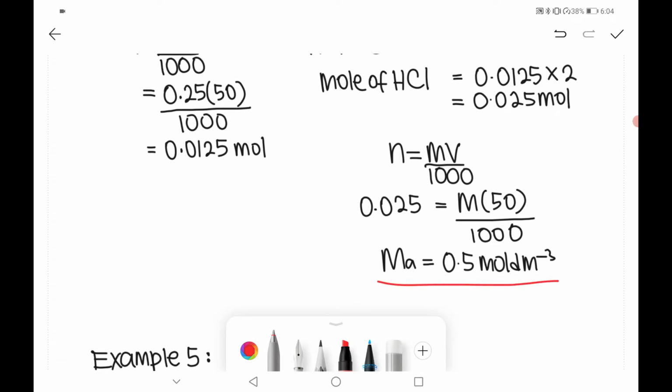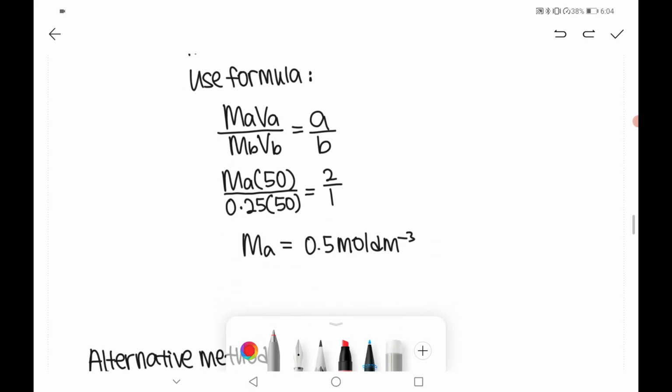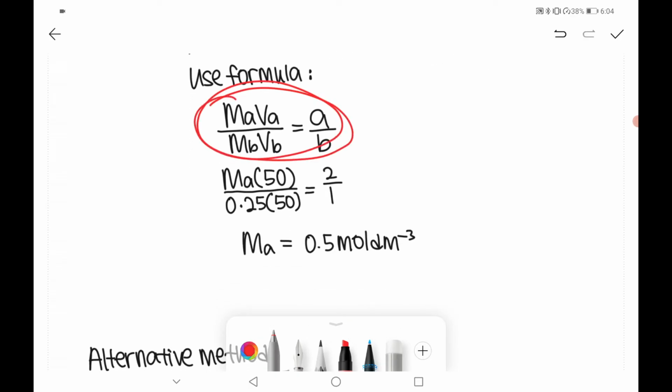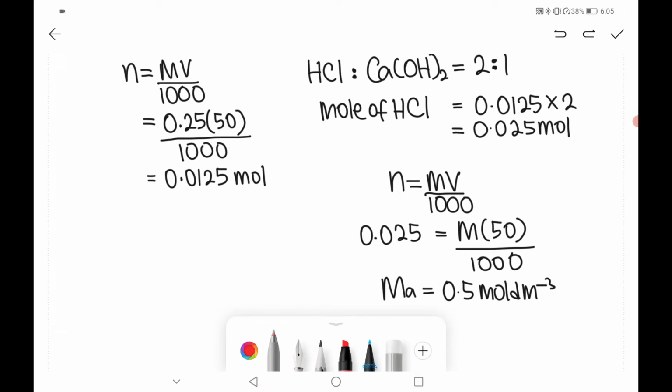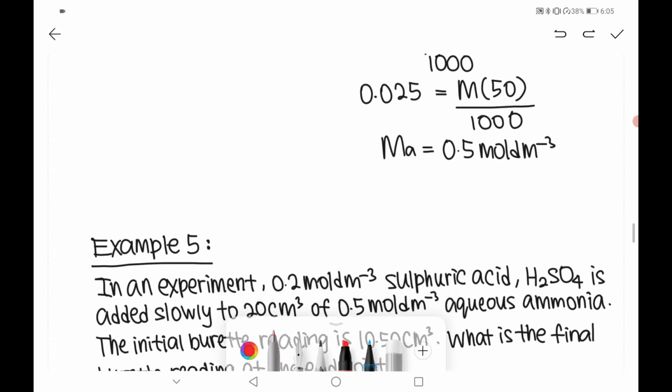The answer should be the same as the other method. If you use this method, the answer is also 0.5. That's why I say no matter which method you are using, the final answer must be the same. If the answer is different, something is wrong with your calculation. Okay, next one.